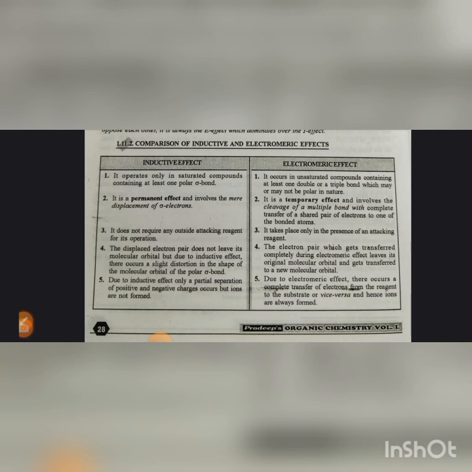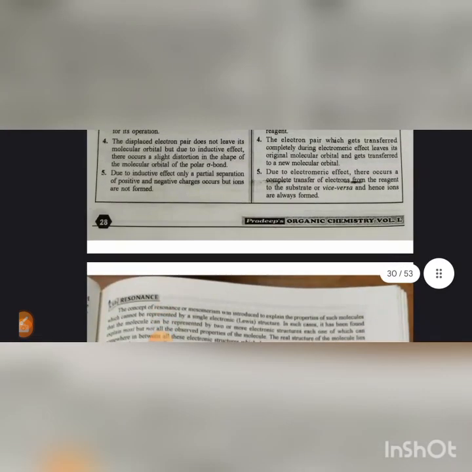Electromeric effect: it occurs in unsaturated compounds containing at least one double or triple bond, which may or may not be polar in nature. It is a temporary effect and involves the cleavage of multiple bonds with complete transfer of the shared pair of electrons to one of the bonded atoms. It takes place only in the presence of an attacking reagent. Due to the electromeric effect, there occurs complete transfer of electrons from the reagent to the substrate, or vice versa, and hence ions are always formed.